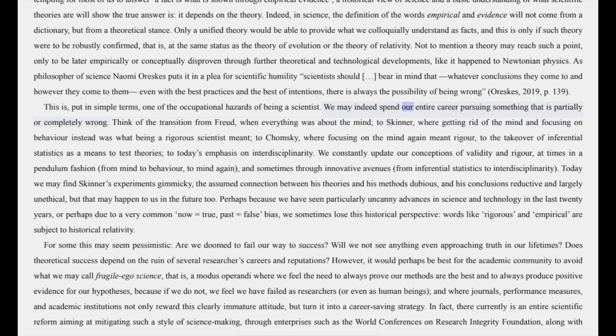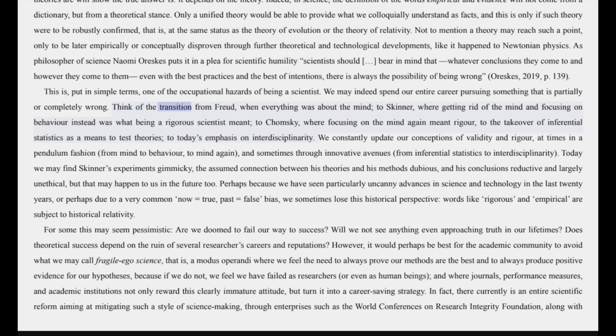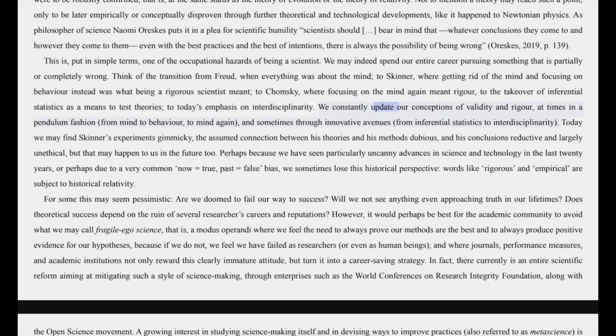This is, put in simple terms, one of the occupational hazards of being a scientist. We may indeed spend our entire career pursuing something that is partially or completely wrong. Think of the transition from Freud, when everything was about the mind, to Skinner, where getting rid of the mind and focusing on behavior instead was what being a rigorous scientist meant, to Chomsky, where focusing on the mind again meant rigor, to the takeover of inferential statistics as a means to test theories, to today's emphasis on interdisciplinarity. We constantly update our conceptions of validity and rigor, at times in a pendulum fashion from mind to behavior to mind again, and sometimes through innovative avenues from inferential statistics to interdisciplinarity.